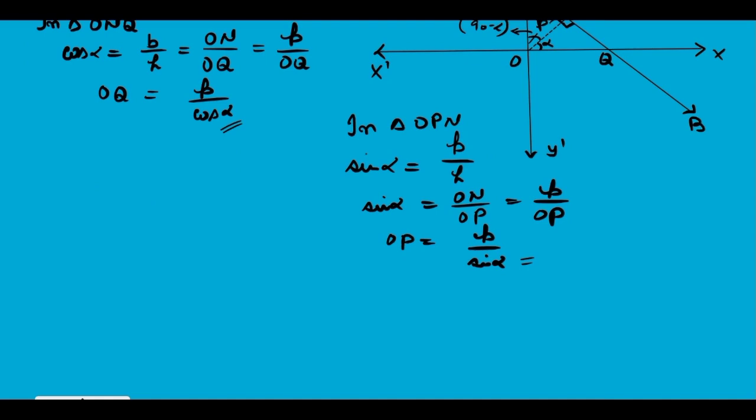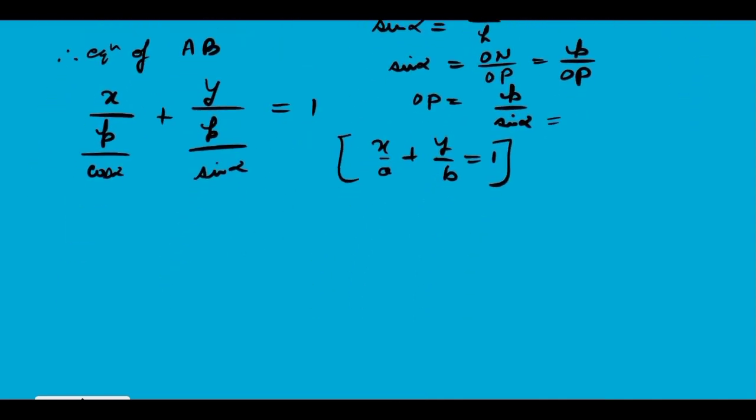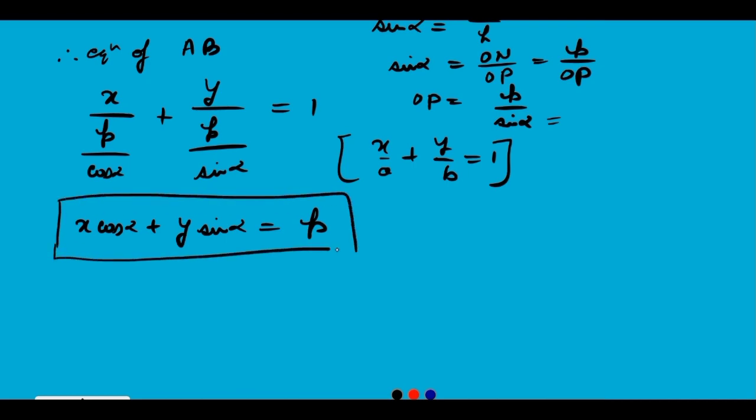So, the equation of AB: x upon A means x upon P upon cos alpha, plus y upon B, that is y upon P upon sin alpha, is equal to 1. X upon A plus y upon B is equal to 1, intercept form, means x cos alpha plus y sin alpha is equal to P. Now we learn it. If the length of the perpendicular from the origin to the line is P and this perpendicular makes angle alpha with the x-axis, then the equation of the line will be x cos alpha plus y sin alpha is equal to P.